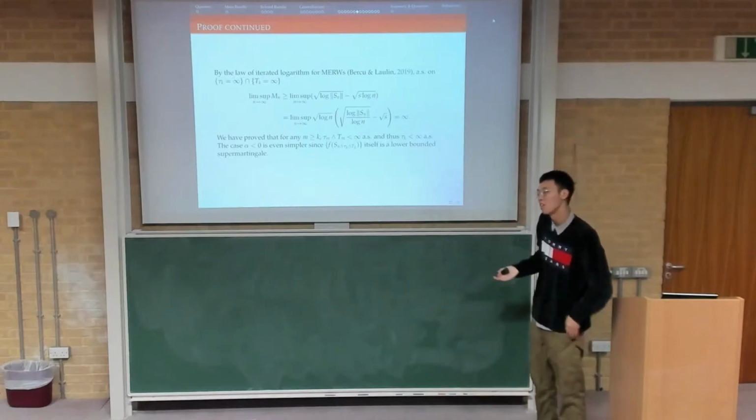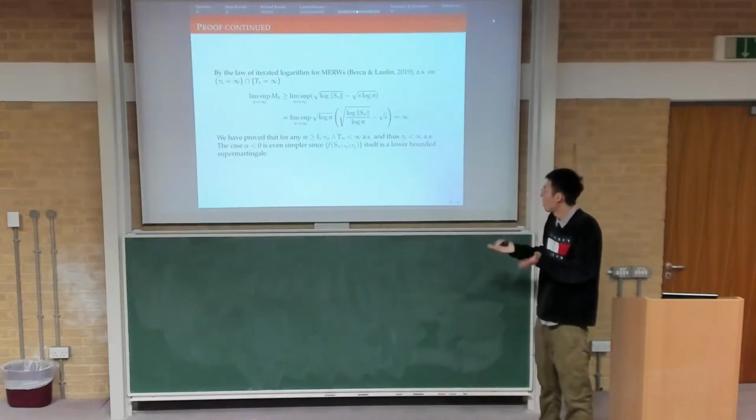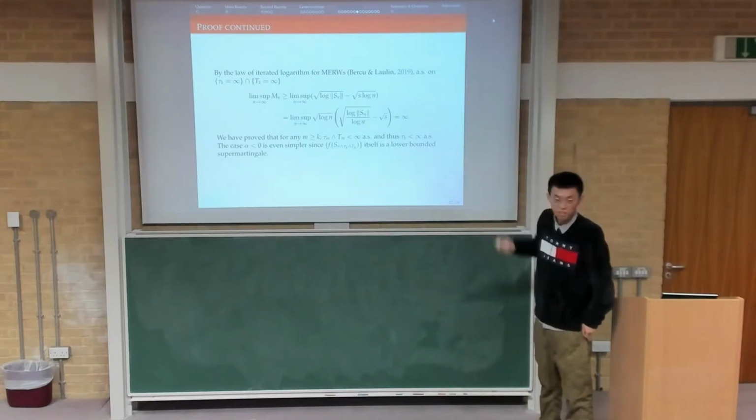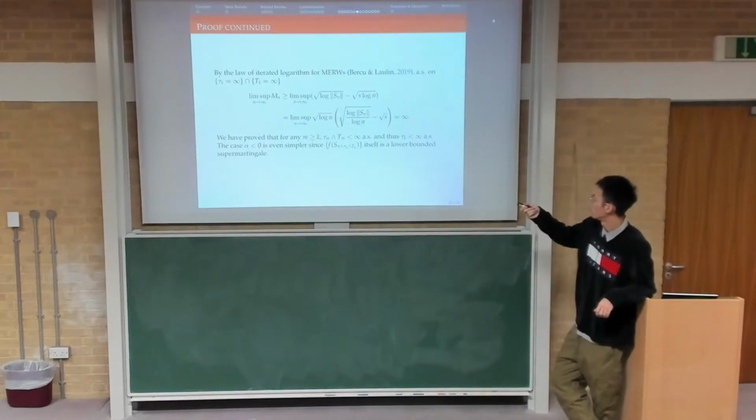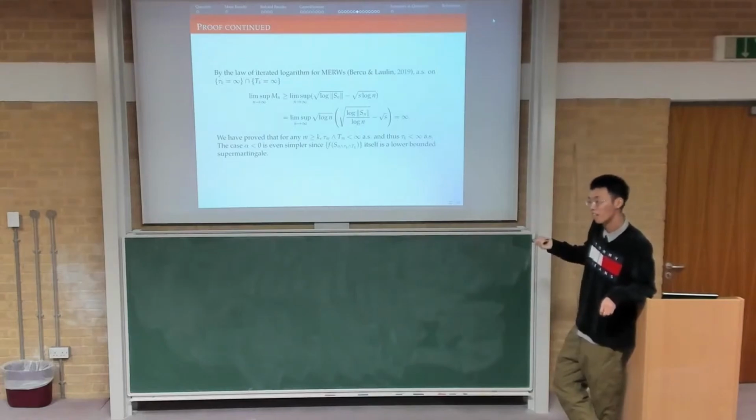But we know that for large m, or for large k, tk is infinite. So the only possibility is that there exists some tau m which is finite. But if tau m is finite, this will show that tau k is finite by the definition of tau k.